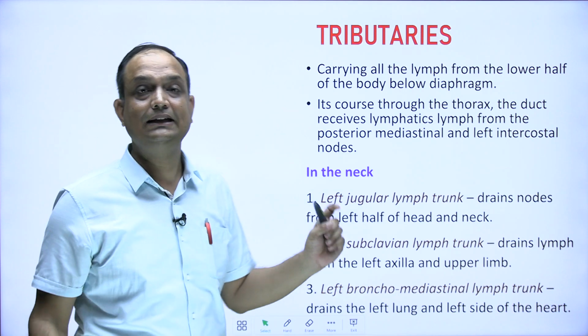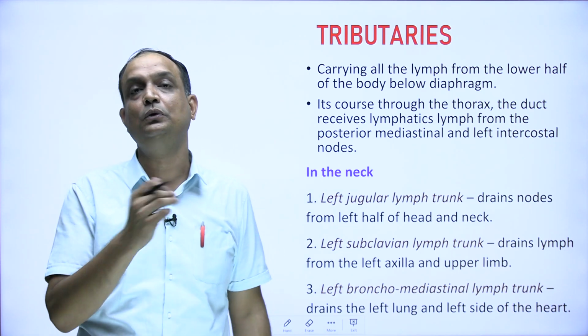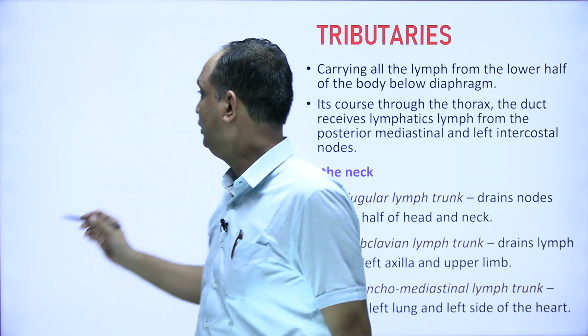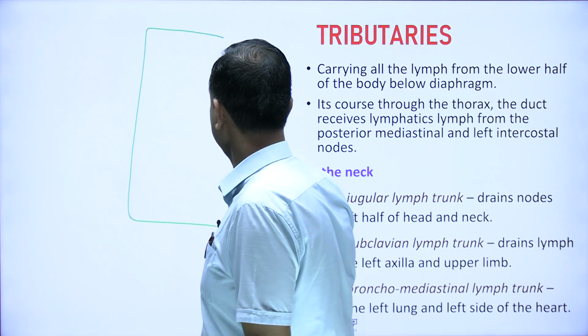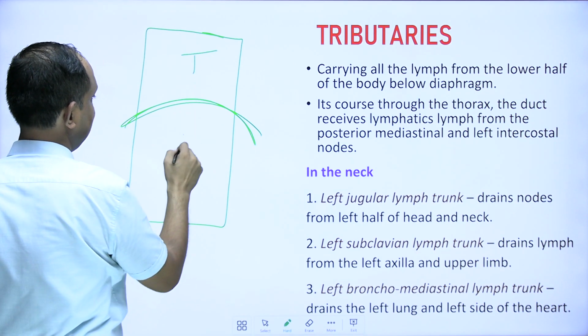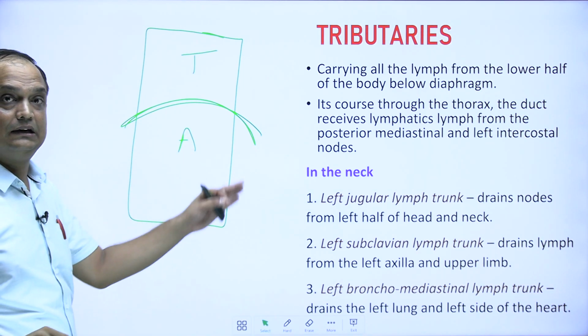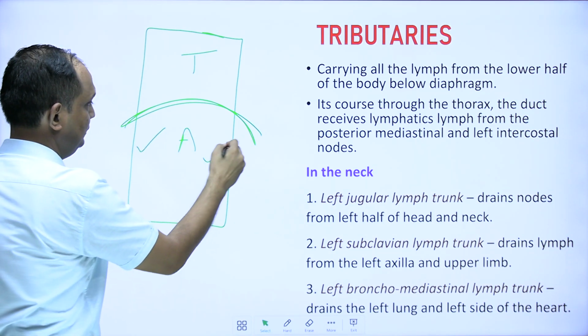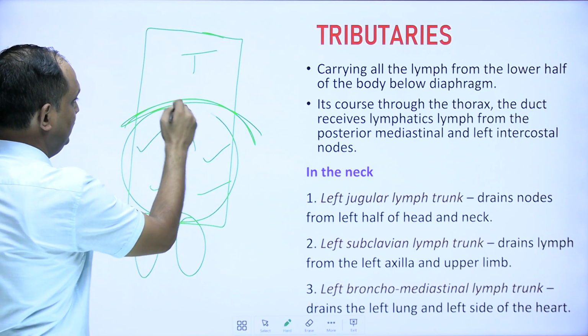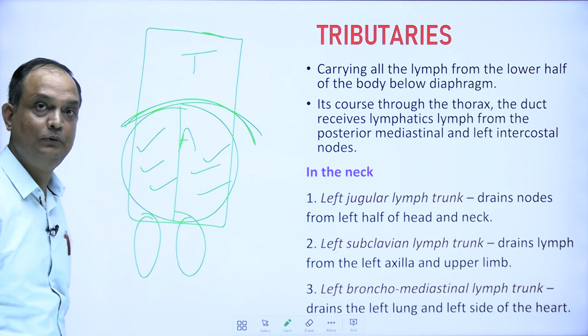Now, at the end, what will be the tributaries for your thoracic duct? If you draw the body, you have to understand that this is the diaphragm, this is the thorax, this is the abdomen. The thoracic duct is draining the whole area below the diaphragm. That means it is draining both lower limbs, and the whole right and left half of the abdomen.